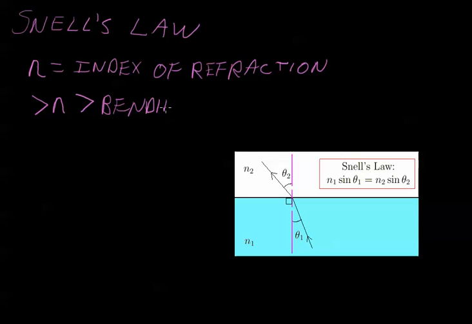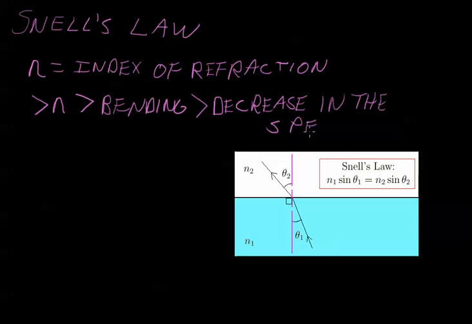Of a light wave, the greater the bending, and then the more it bends, what that's really saying is the greater the decrease in the speed of light. Or the speed of the wave, if you will. We'll call it the speed of light here. Because typically when we talk about the bending of a light wave, it goes from one substance to another.